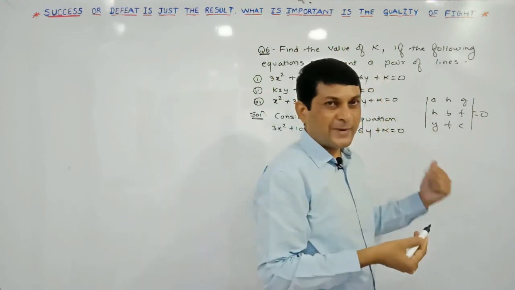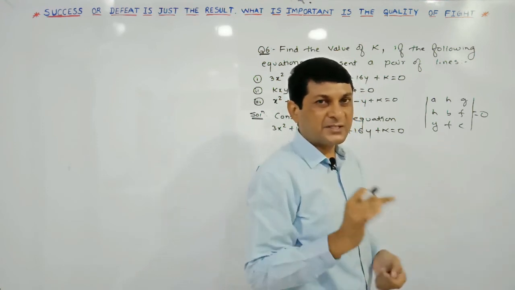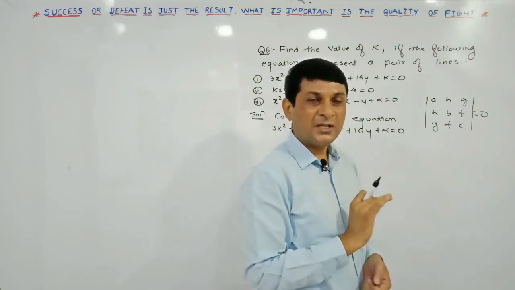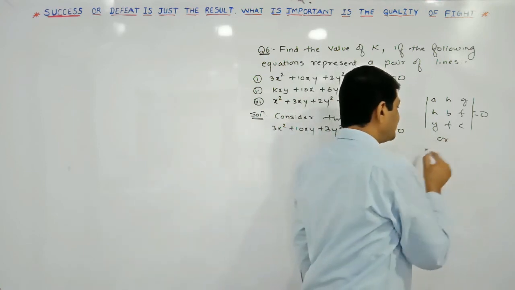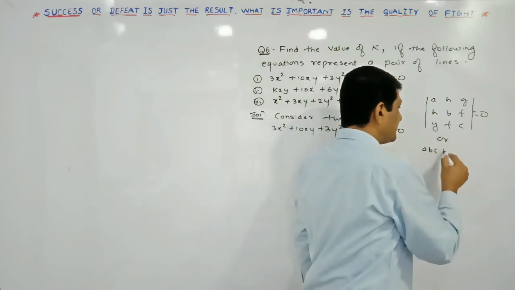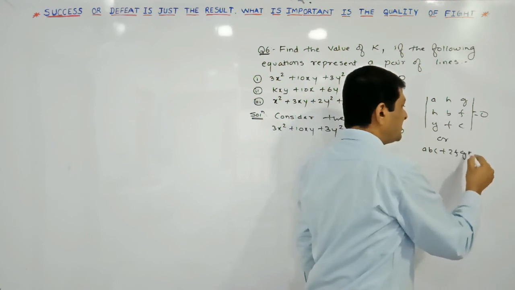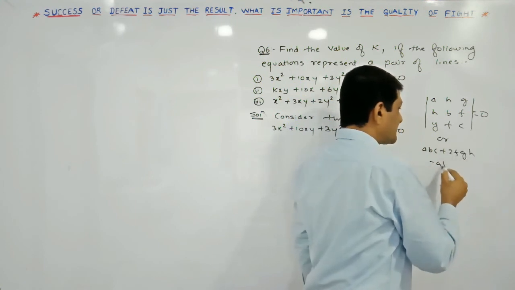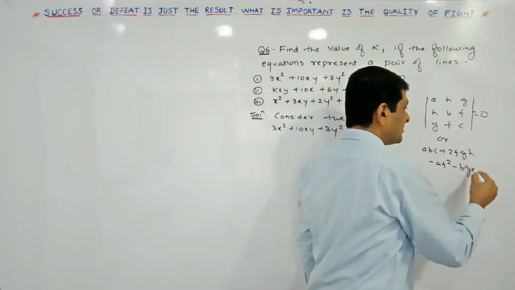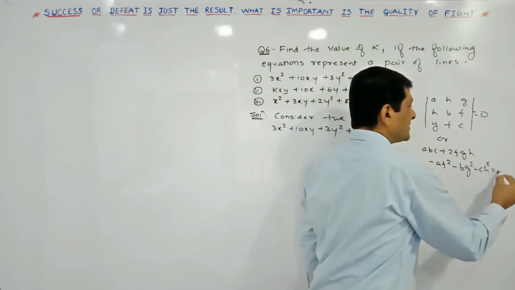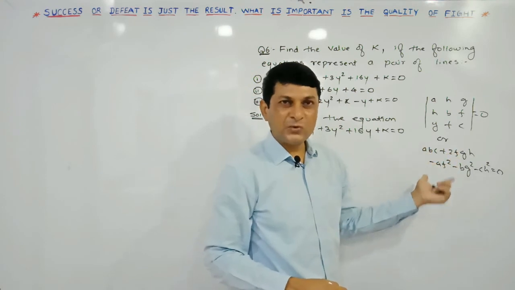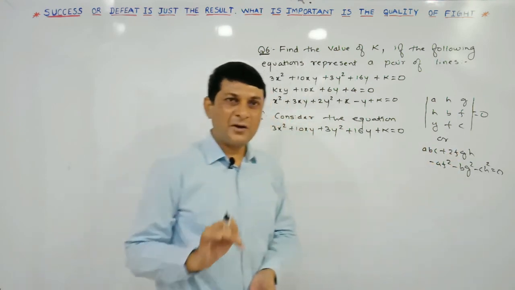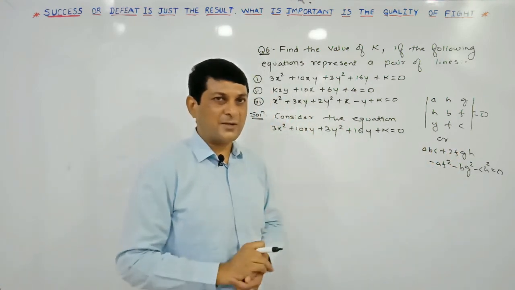0, where the elements of this determinant are a, h, g, h, b, f, g, f, c. Otherwise, after simplifying this determinant, we will get one expression. Hope you remember that expression. What is that expression? abc plus 2fgh minus af square minus bg square minus ch square is equal to 0. Either apply the determinant method or make use of this expression to find our required unknown value.